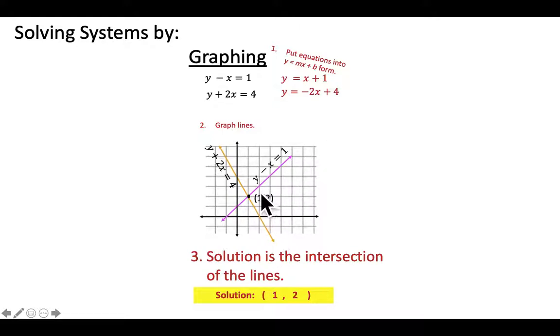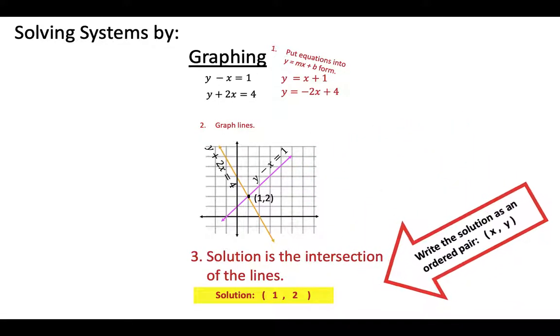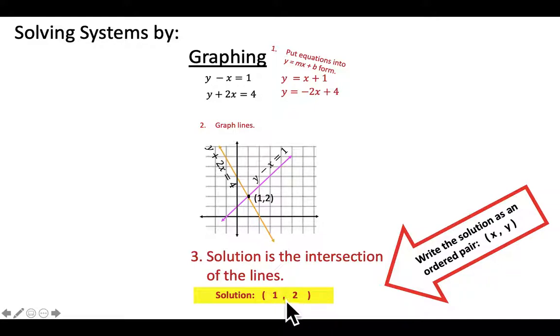So once we see where these two lines intersect, the solution of these two equations is where they intersect, because at the point 1, 2, where x equals 1 and y equals 2, that value will satisfy both equations. So that becomes our solution, 1, 2. And we will always put that answer in an ordered pair solution as x, y.